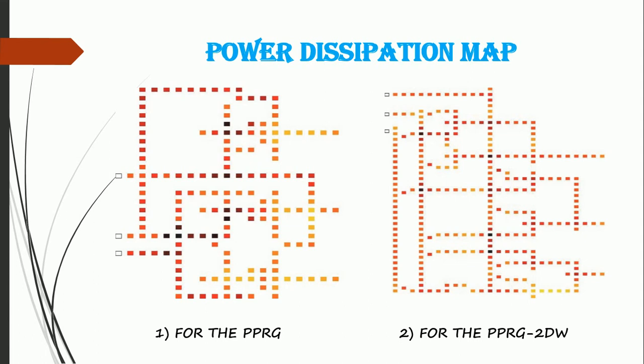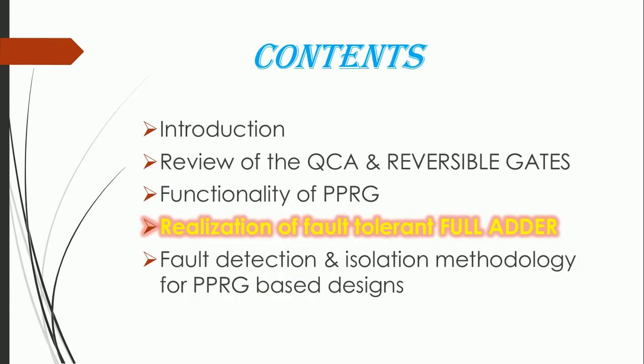Then moving on to power dissipation mapping. Here there is a comparison you can see between PPRG and PPRG2DW. As you can see, PPRG2DW has got maximum power dissipation because it is using a clocking scheme. That's the reason. Then moving on to the realization of a fault-tolerant full adder.